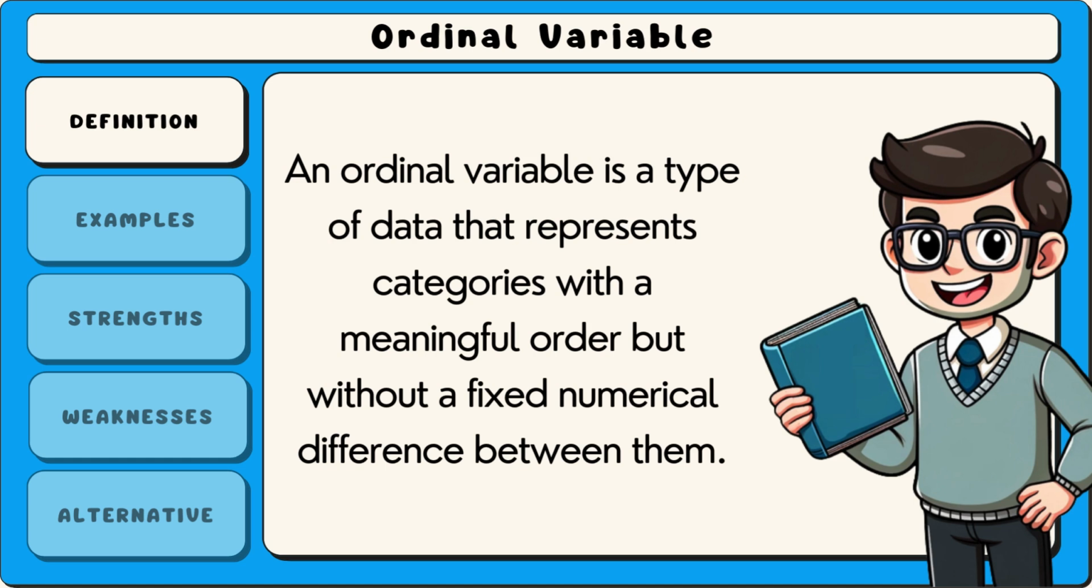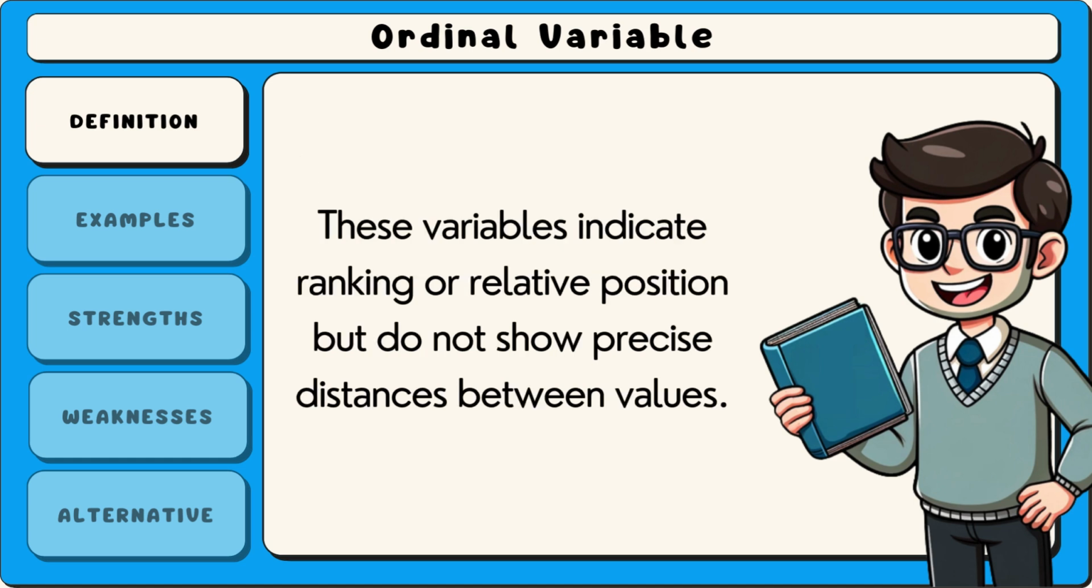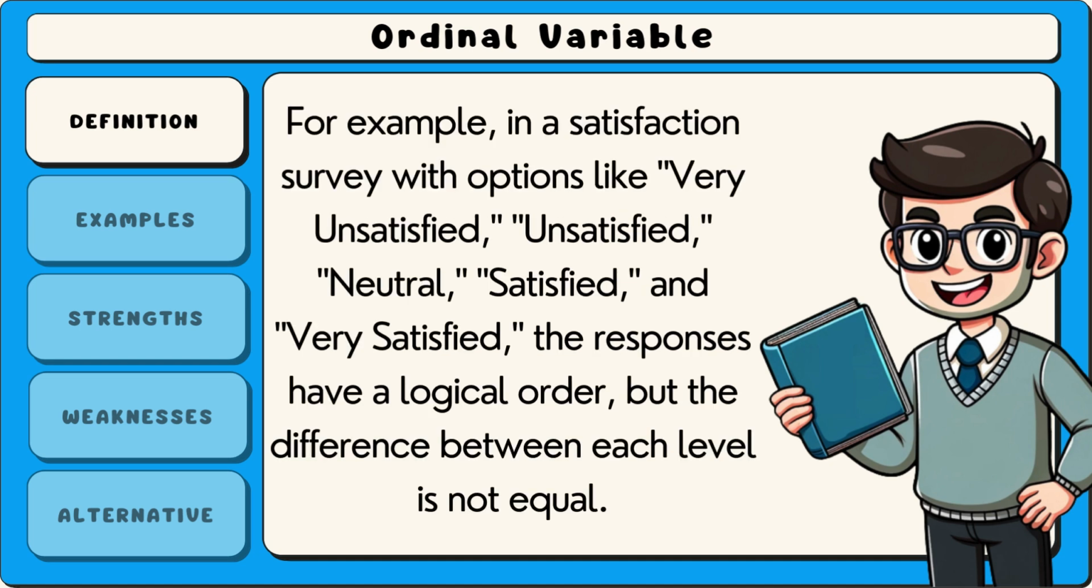An ordinal variable is a type of data that represents categories with a meaningful order, but without a fixed numerical difference between them. These variables indicate ranking or relative position, but do not show precise distances between values. For example, in a satisfaction survey with options like very unsatisfied, unsatisfied, neutral, satisfied, and very satisfied, the responses have a logical order, but the difference between each level is not equal.